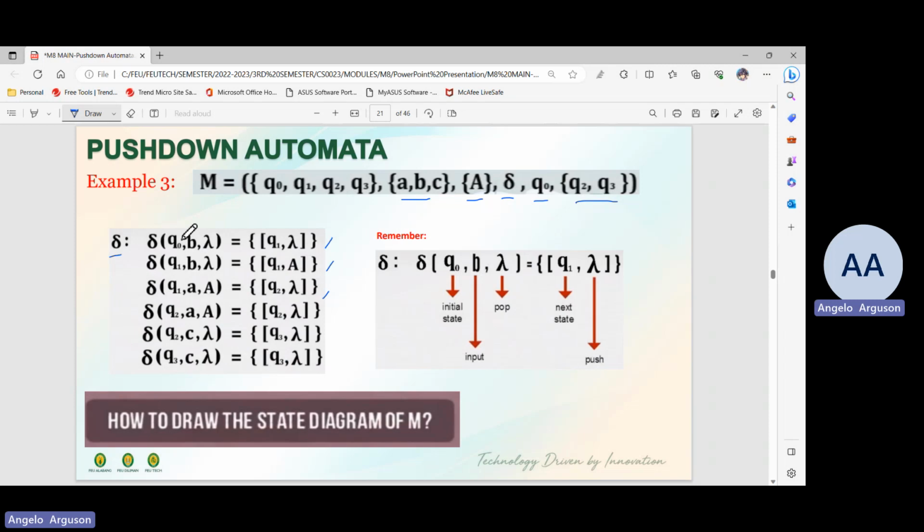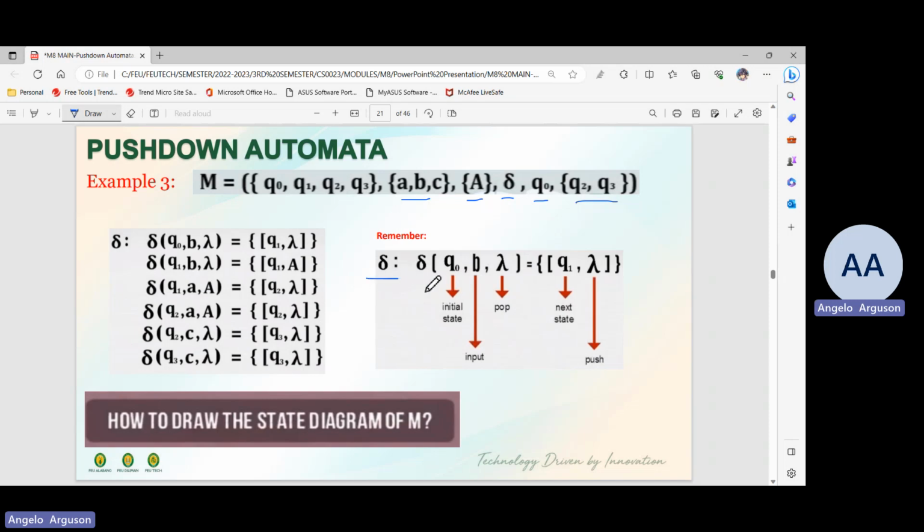We can move from Q0 to Q1, from Q1 to itself, and from Q1 going to Q2, and from Q2 to itself, Q2 going to Q3, and Q3 going to itself. So those are the transitions that we need to follow. But then again, just try to remember how we can understand these transitions. Here it can be gleaned on the right side.